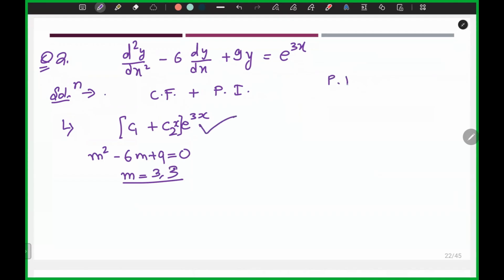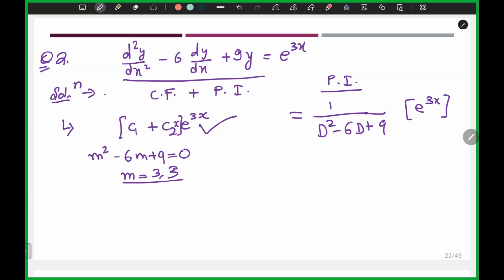What about the particular integral? You can tell if you have solved. You have to write the operator form for this part. So it is D square minus 6D plus 9, right? Here the denominator is 0 on substituting D equal to 3, so f of 3 is 0. So what do you have to do? You have to differentiate the operator and multiply by x.